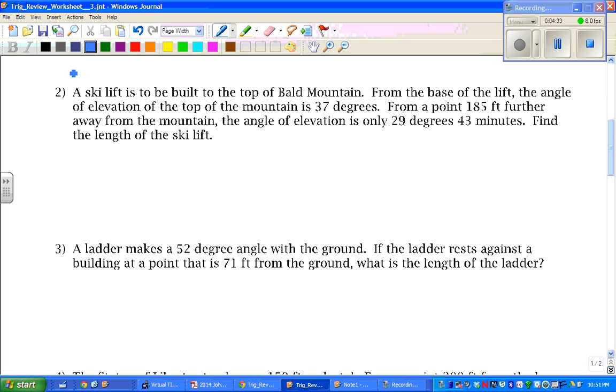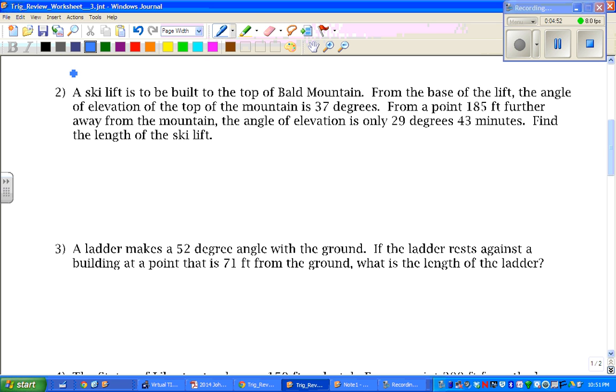So it says a ski lift is to be built on top of Bald Mountain. From the base of the lift, the angle of elevation of the top of the mountain is 37 degrees. From a point 185 feet further away from the mountain, the angle of elevation is 29 degrees and 43 minutes. Find the length of the ski lift.